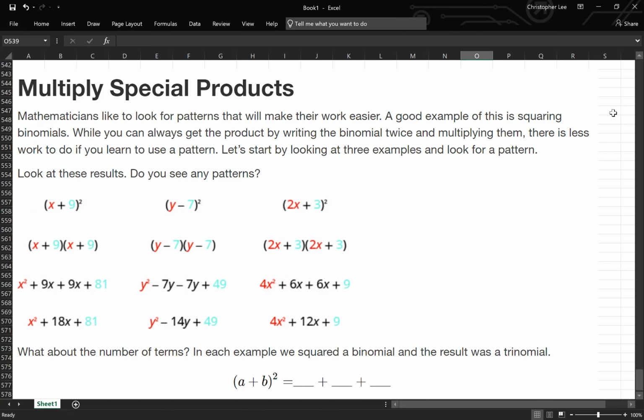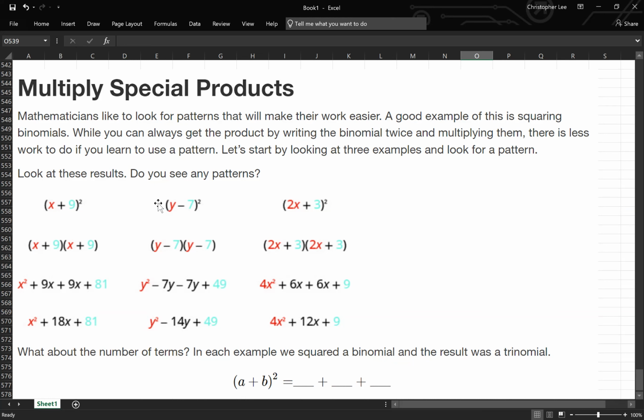So look at these results. Do you see the pattern? So I have x plus 9 squared, right? Which is the same thing as x plus 9 times x plus 9, right? And then when I FOIL it, I get x squared plus 9x plus 9x plus 81. And then that gives me x squared plus 18x plus 81. Let's say I have y minus 7 squared, which we know is the same thing as y minus 7 times y minus 7. FOIL it, and I get y squared minus 7y minus 7y plus 49. Combine like terms, I get y squared minus 14y plus 49.